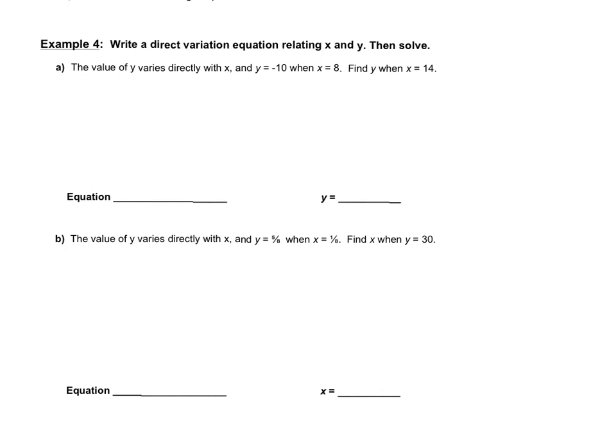Okay, so this wants us to write a direct variation equation. We need to find out what k is in order to write a direct variation equation. So this is what we do. We start with our formula, y equals kx. It says the value of y varies directly with x, and y is negative 10 when x is 8. Now what you do, that's step 1.